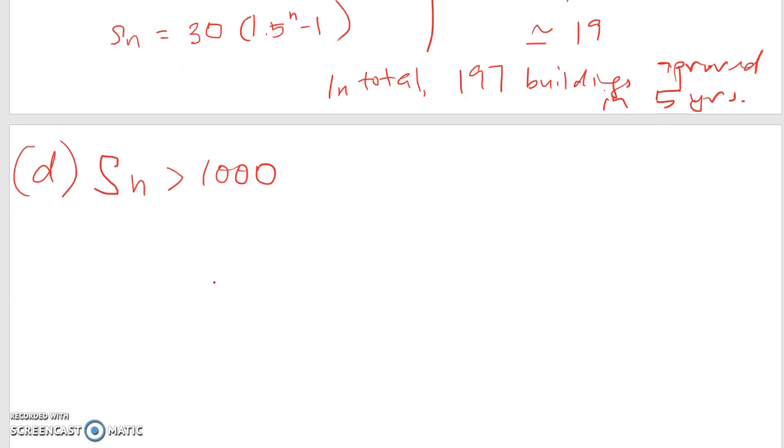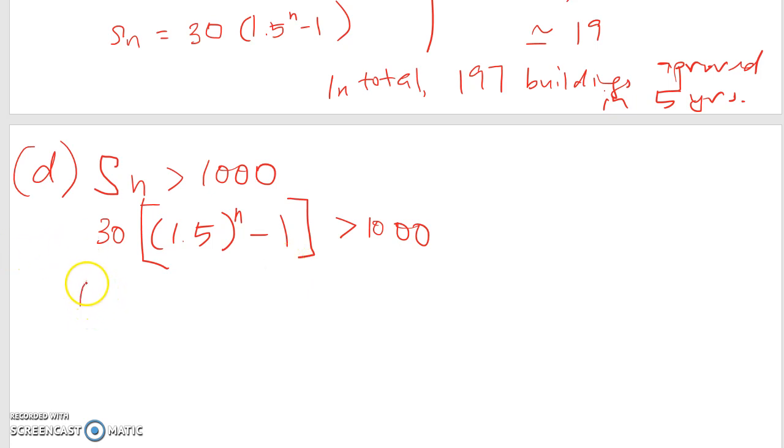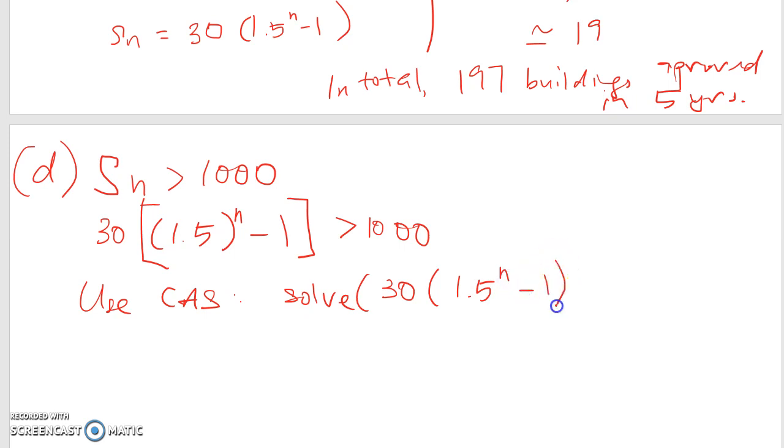So let's write down what we found out just now. Our Sn equation is this. So we're going to write down 30 times 1.5 to the power of n minus 1. Okay, let's bracket this whole thing up, and this is bigger than 1,000. So again, we're going to use CAS and solve for this. So we're going to write down solve in your calculator function. Solve 30, and then we have this bracket 1.5 to the power of n minus 1, and this would equal 1,000, and we want to solve for n. So solving for n would give you n is equal to 8.72.